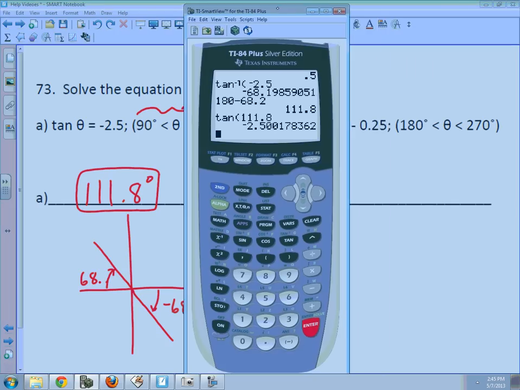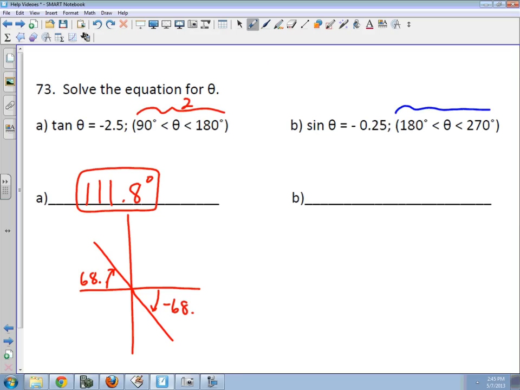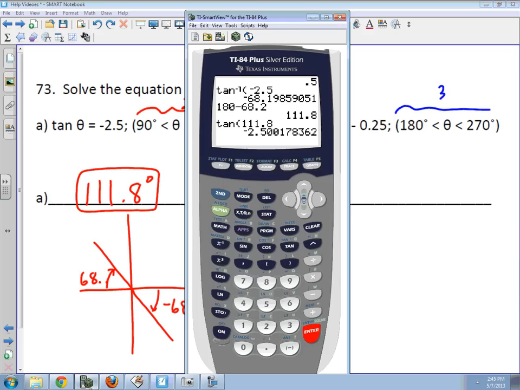All right, the other problem would be the same way, except sine is negative in the third and the fourth quadrants. So again, decide what quadrant you're looking in. That's the third quadrant. So in my calculator, I do second sine of negative 0.25, and that'll give me an angle in the fourth quadrant. So I want my angle to have that same reference angle in the third. So I'm going to take 180 plus 14.5.